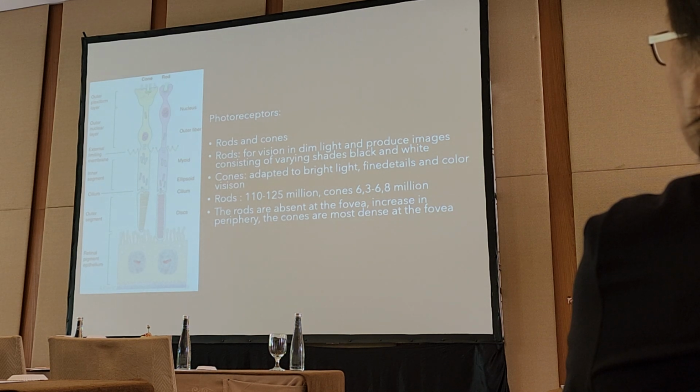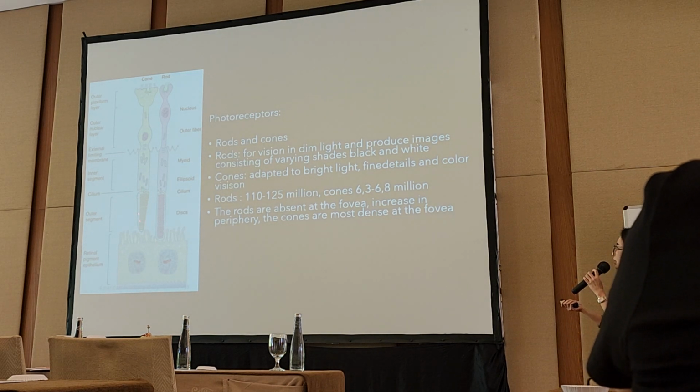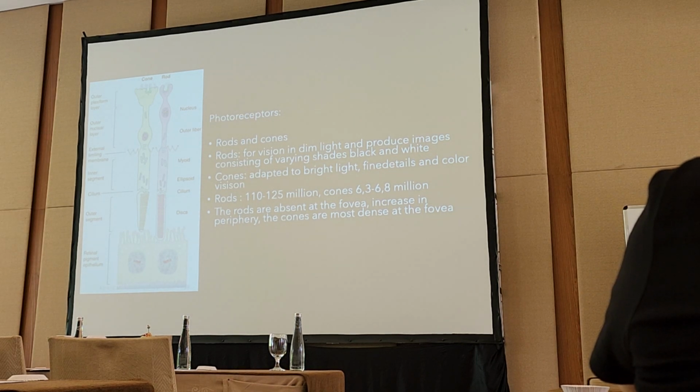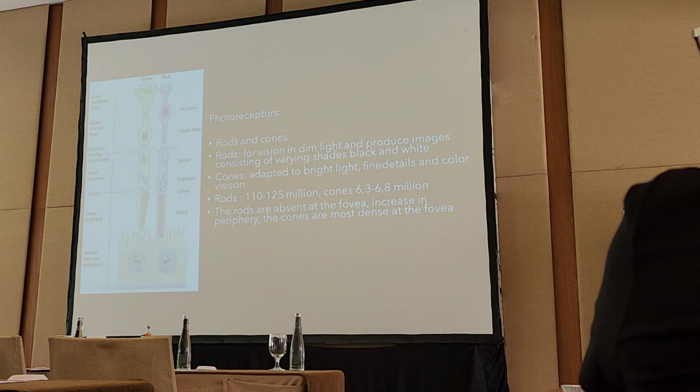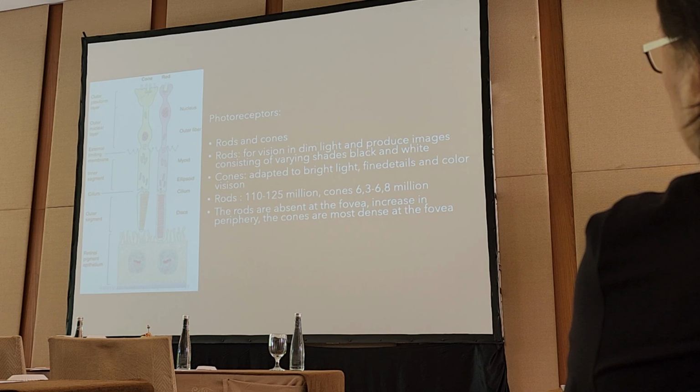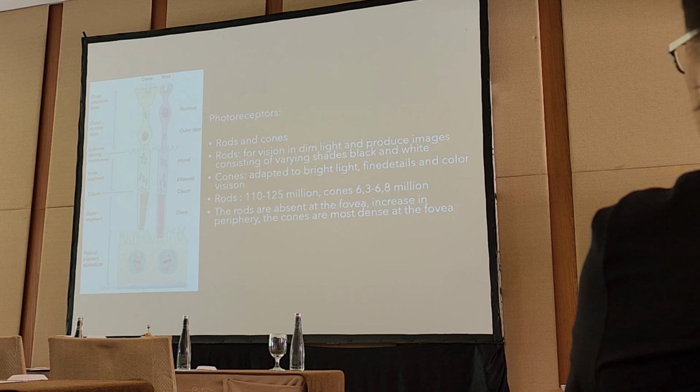These are the photoreceptors. You can see here, this is the rod. Why do we call it a rod? Because the shape itself looks like a rod, and this is a cone because the shape is triangular over here. The rod is responsible for vision in dim light and produces images consisting of varying shades of black and white. But when you want to see colors, it's the cone's job. Cones are adapted to bright light, fine details, and color vision.